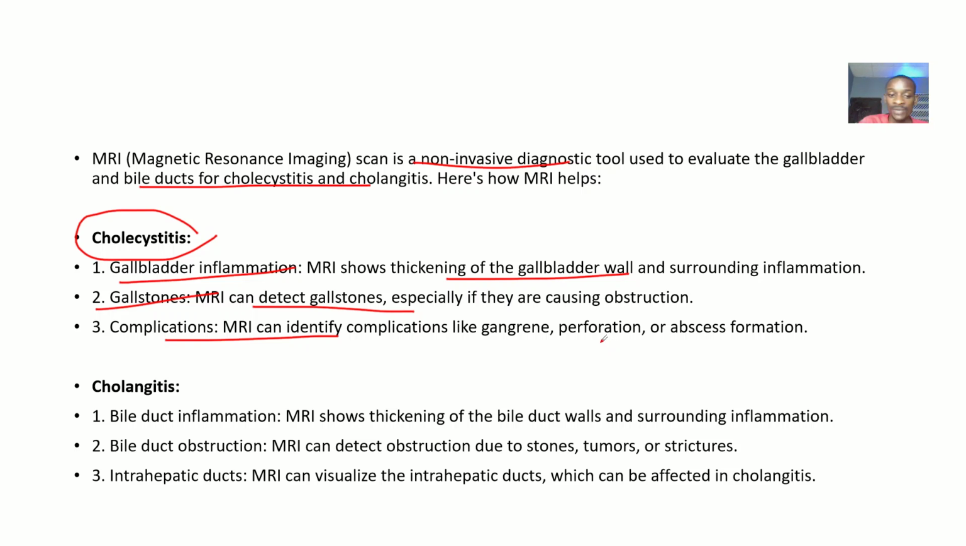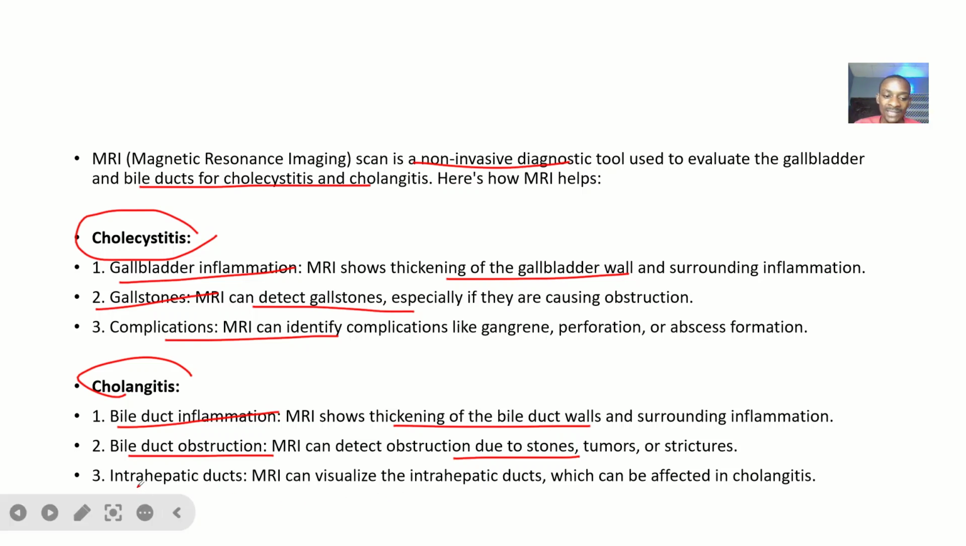Then let's talk about the MRI for cholangitis. Of course, it's the same criteria. It can show bile duct inflammation. This MRI can show thickening of the bile duct and can also show if there's inflammation around it. Then bile duct obstructions: MRI can detect obstructions due to stones, tumors, or strictures.